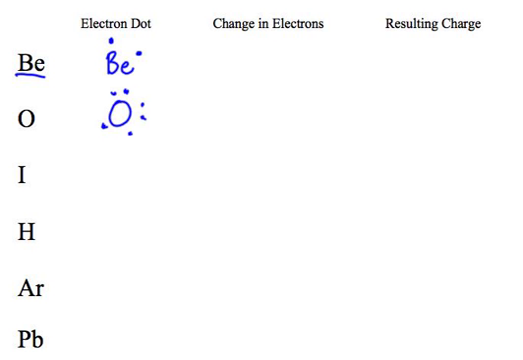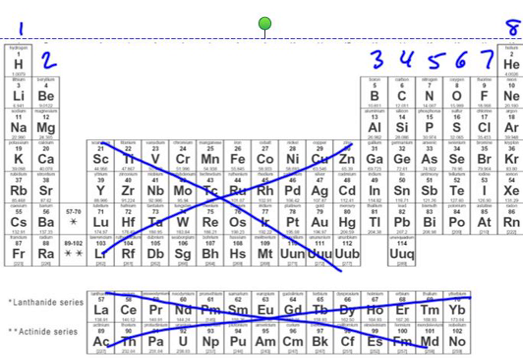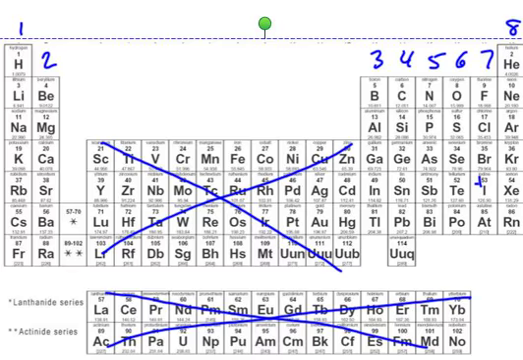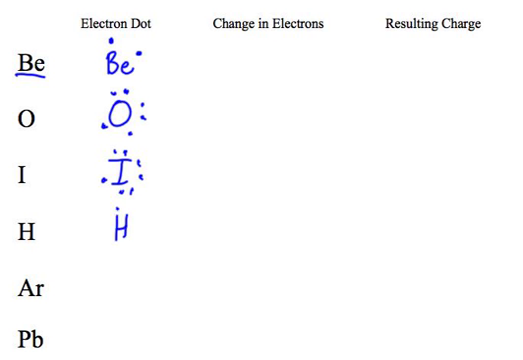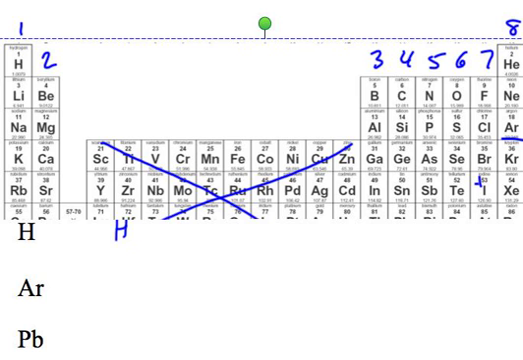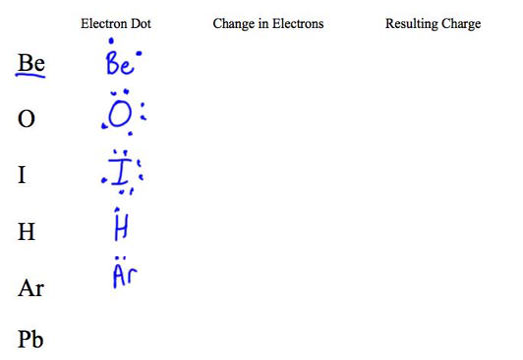And I can do the same thing with all these others. I is in the 7th column, so I, 7 dots. And the most dots you'll get is 8. Hydrogen's in the 1st column, so H with 1 dot. Ar is in the 8th column, so I'll draw it with 8 dots. And Pb, just trust me, is 4. So that's the first step.